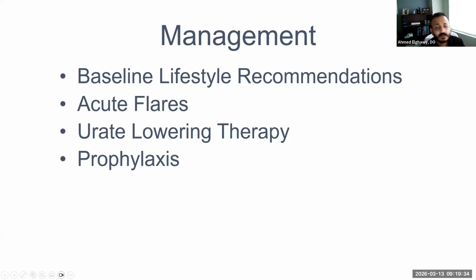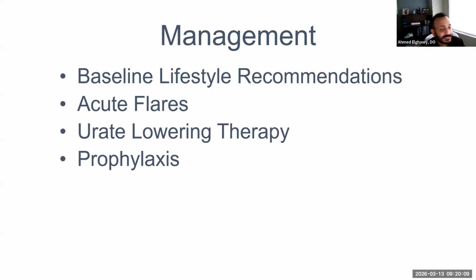And how do we manage this? Baseline lifestyle changes. If you drink a lot of alcohol, maybe cut down. If you primarily drink beer, maybe switch to wine or liquor. If you drink a lot of high fructose corn syrup, soft drinks, maybe cut that down as well. If you eat a lot of red meat, cut that down. I don't want you to not live your life, but you might want to be a little bit more careful, especially if you notice that every time you eat these things or drink these things, you trigger a flare.